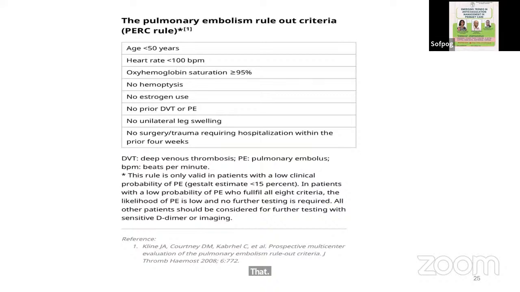I just put this in because, depending on your design, you can decide if you want to go further with testing. You do your Wells score and it's a low probability. Then you want to rule out pulmonary embolism. You go through all eight criteria, and if you can rule them all out, then there's no need to test. But let's remember the initial thing I said.